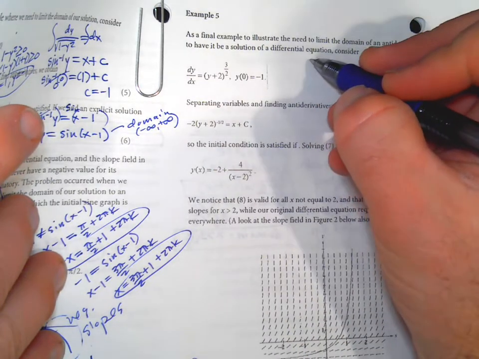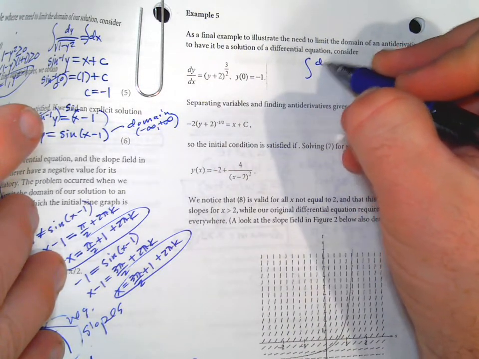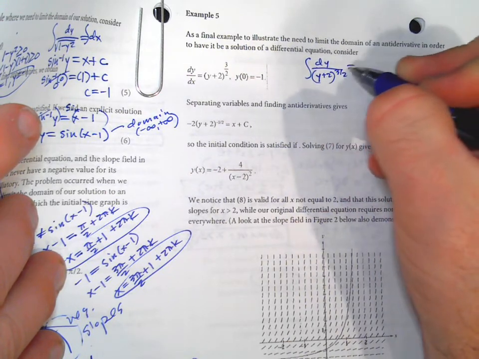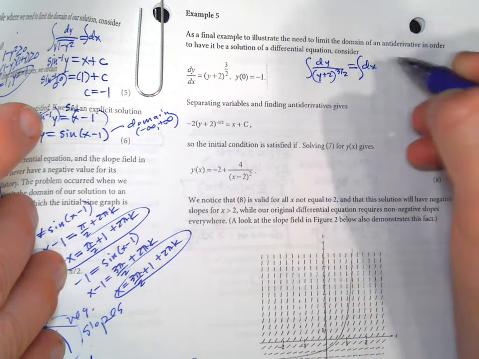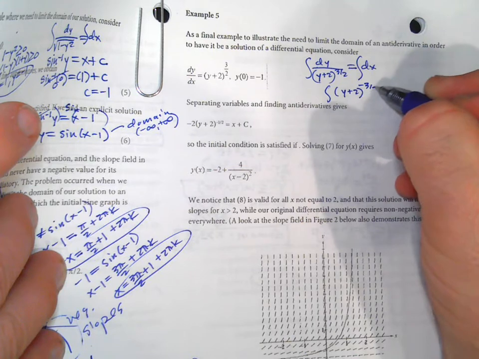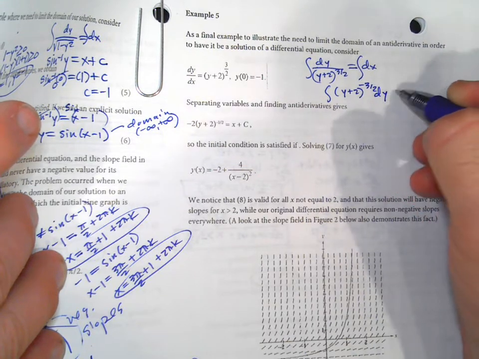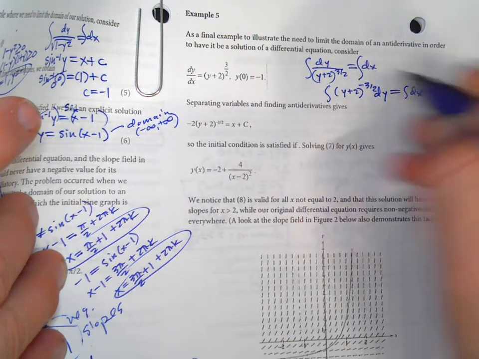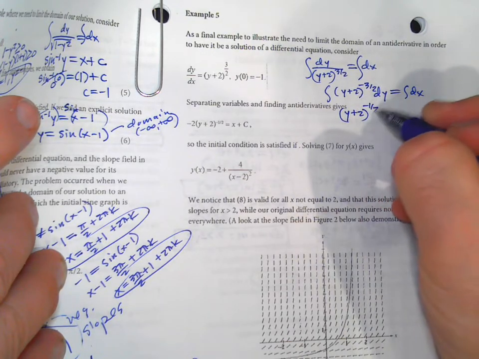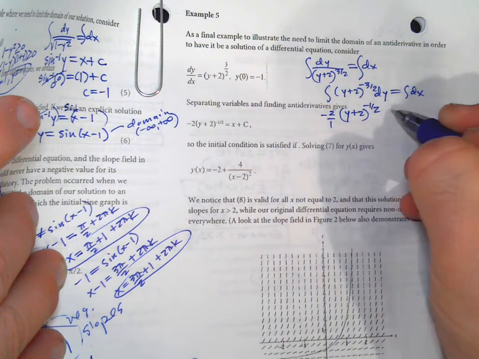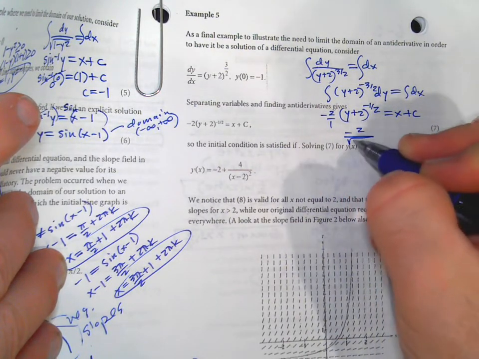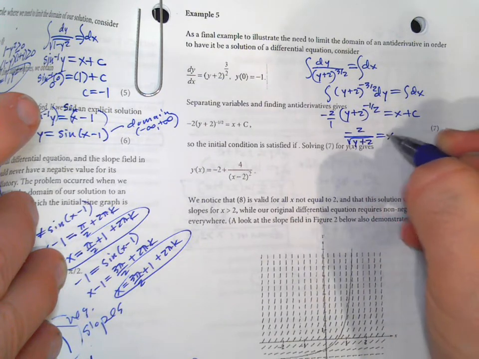We're going to separate the variables and integrate both sides. I'm going to rewrite this as y plus 2 to the negative 3 halves. It's a power rule. So the antiderivative is going to be y plus 2, we're going to add 1, so it's negative 1 half, and divide by the new exponent, equals x plus c. I'm going to rewrite this as negative 2 over the square root of y plus 2 equals x plus c.